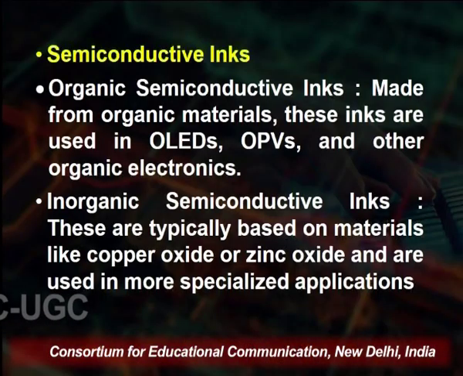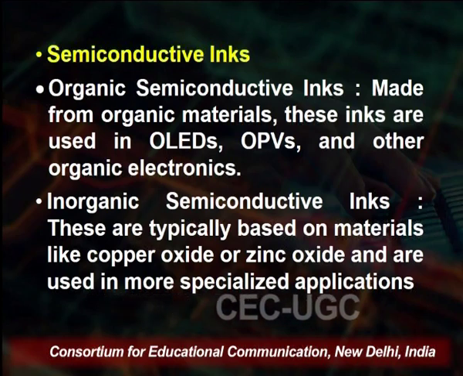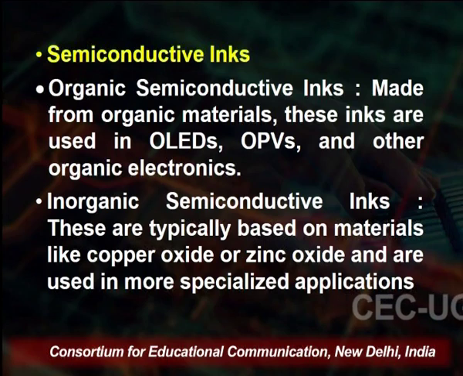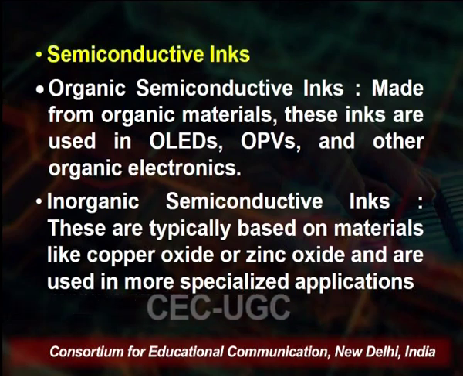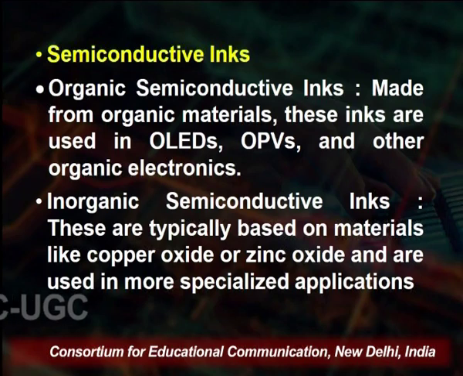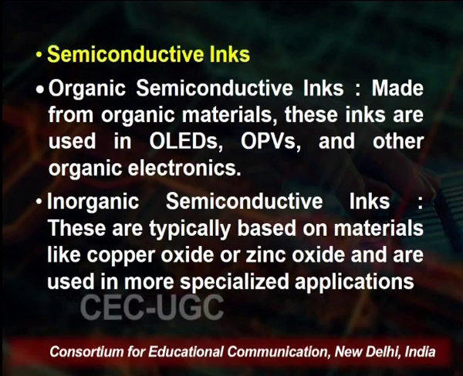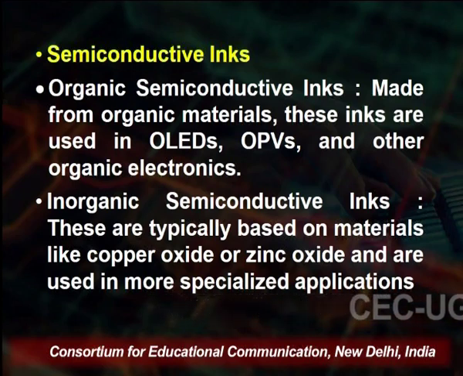Organic semiconductor inks are made from organic materials, and these inks are used for the preparation of OLEDs, organic electronics, organic photovoltaic cells and other devices. If we talk about inorganic semiconductor ink, these are typically based on materials like copper oxide or zinc oxide and are used in more specialized applications.